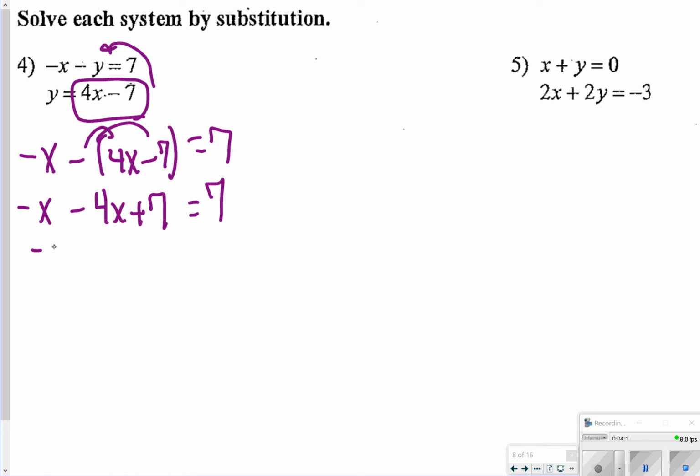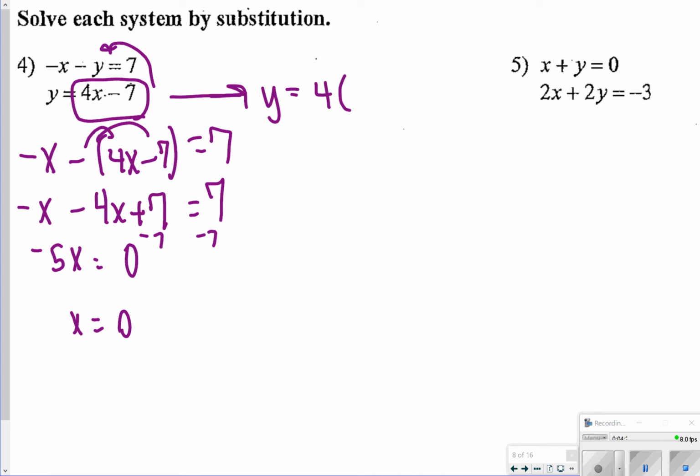That's going to be -5x. And then if I subtract 7 from both sides, I'm going to get -5x is equal to 0. So x is equal to 0. So then what I can do is go ahead and plug my x is equal to 0 into this one. So y is equal to 4 times 0 minus 7. That's 0 minus 7. So y is equal to -7. So answer to number 4 is 0, -7.